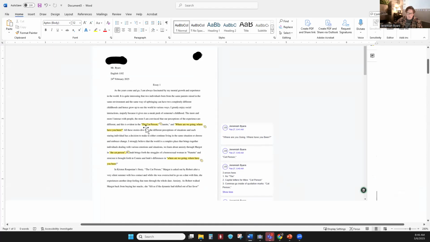Here, they wrote the cat person, and it's just cat person. Where are we going? Where have you been? That's incorrect. It's where are you going? Where have you been? Again, this person right here, the cat person, I highlighted. And so over here, I rewrote the title, cat person. And if you notice the commas on the outside, I put the comma on the inside. That's the way it should look. I highlighted this, and I wrote, there's 3 errors here. 1, no, the.